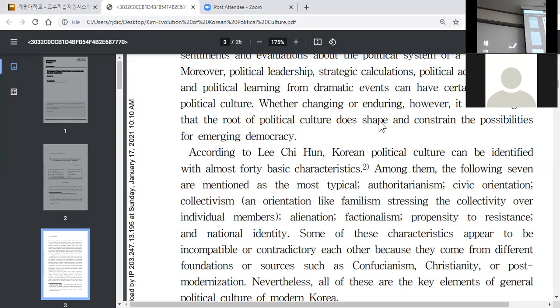Authoritarianism. I'm the boss. Civic orientation. People believe that they need to worry about the people around them, society around them. Civic in this case means like city or town or neighborhood. Some people stretch it to the country level. I'm not sure that's true. But one of the seven basic is that people don't just worry about themselves and their family. That's controversial. Many people in Korea don't think so.